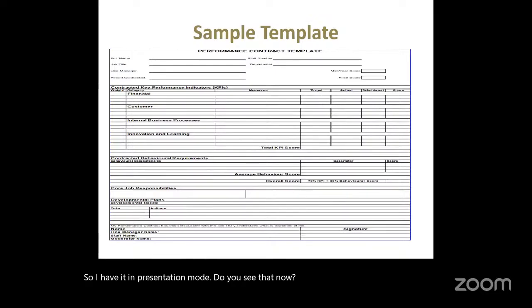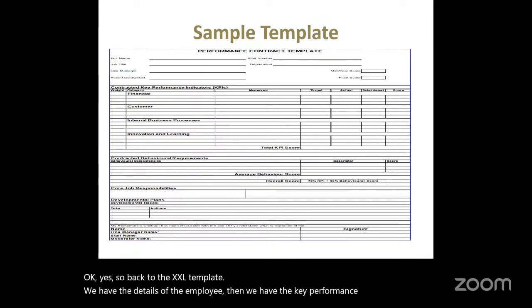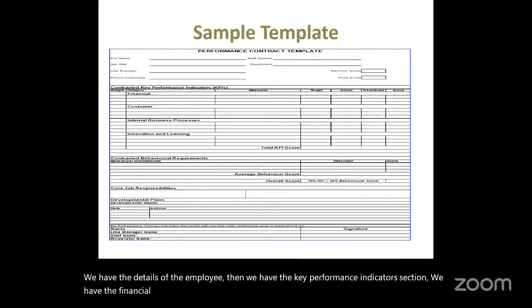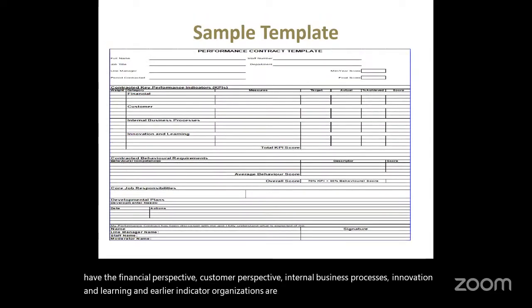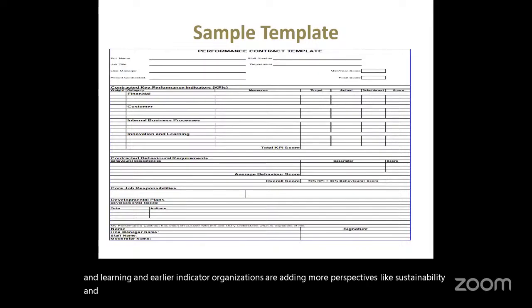So back to the Excel template. You see, we have the details of the employee. Then we have the key performance indicators section. We have the financial perspective, customer perspective, internal business processes, innovation and learning. And earlier I had indicated organizations are adding more perspectives like sustainability and diversity, equity and inclusion. Then we have the measures.